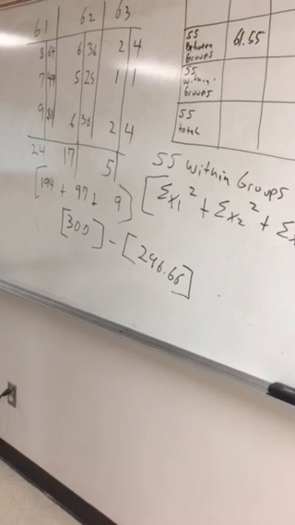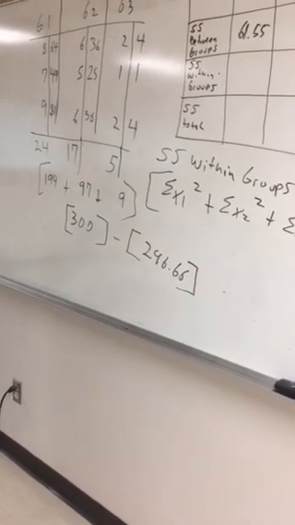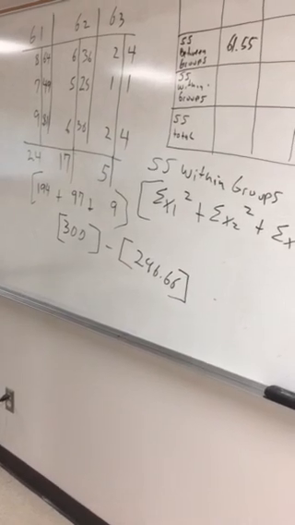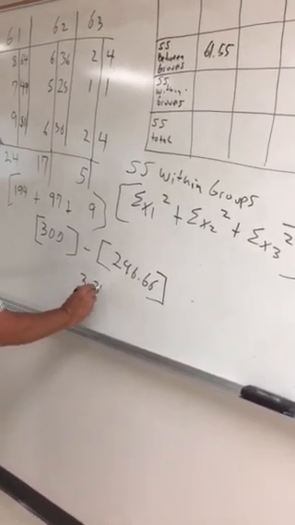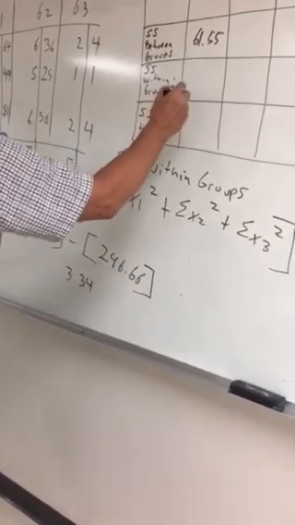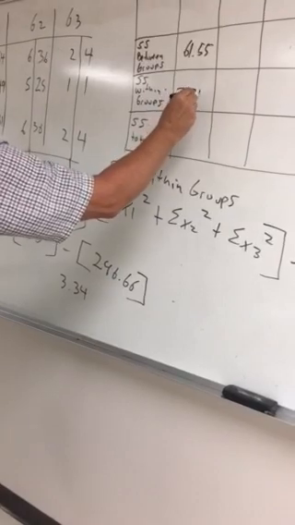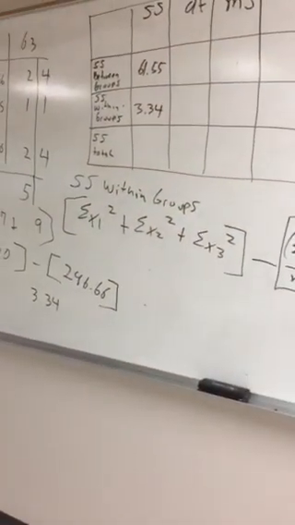296.66. Let me do that again. I might have messed up. 300 minus 296.66 is going to be a value of 3.34. And that's going to be my sum of squares within groups. 3.34. So let me get my notes here.